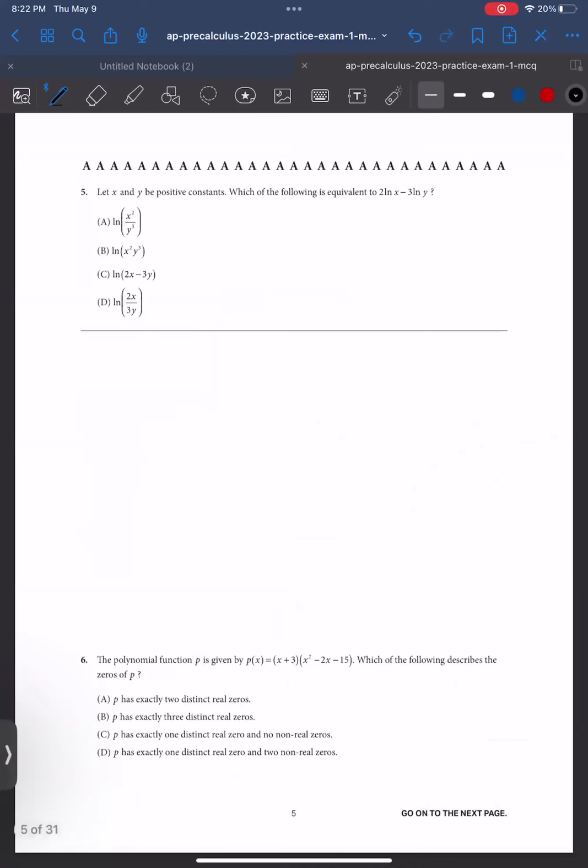Next question. Let x and y be positive constants. Which of the following is equivalent to 2 ln x minus 3 ln y? All right, we got this. I'm going to give you guys a couple minutes to do it, and then you're going to tell me the right answer. Okay. I believe in you.